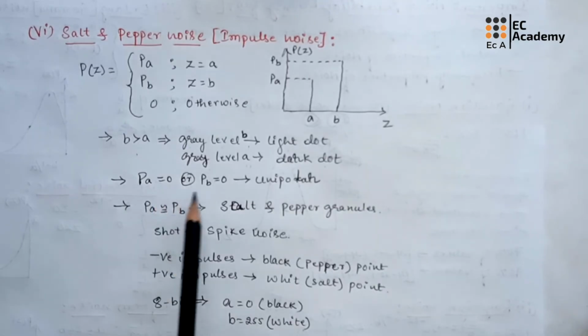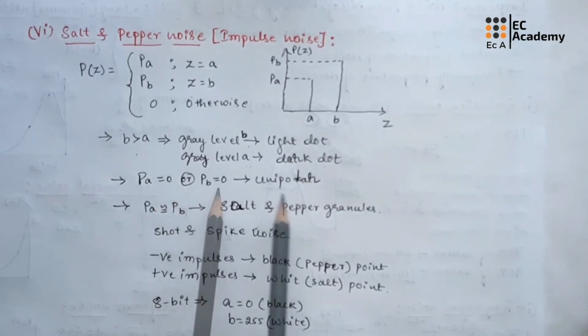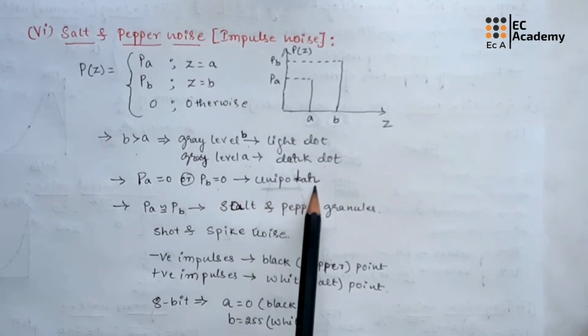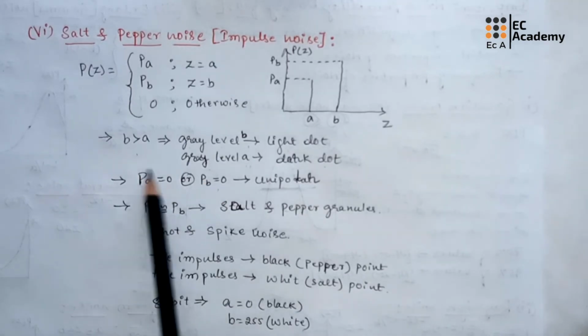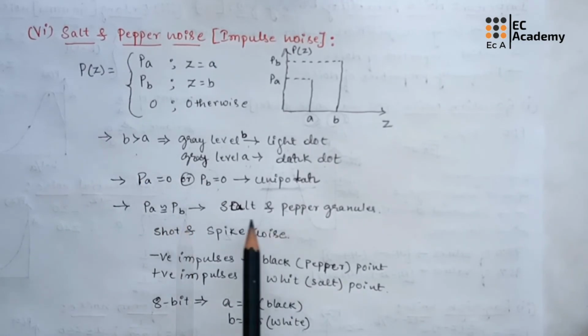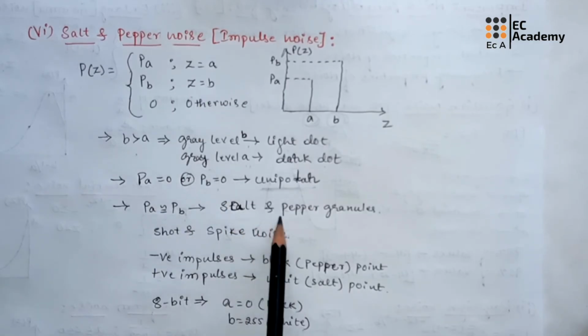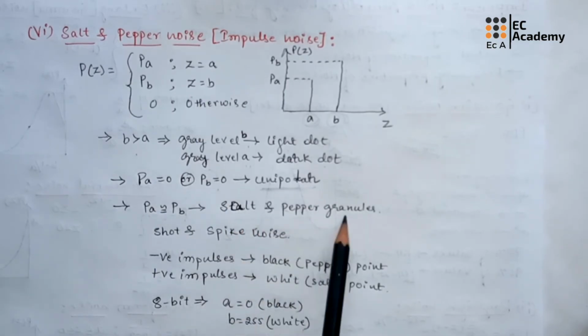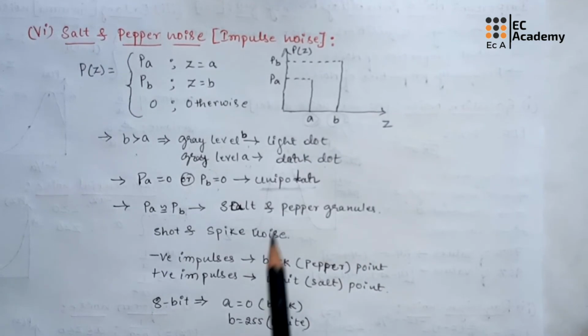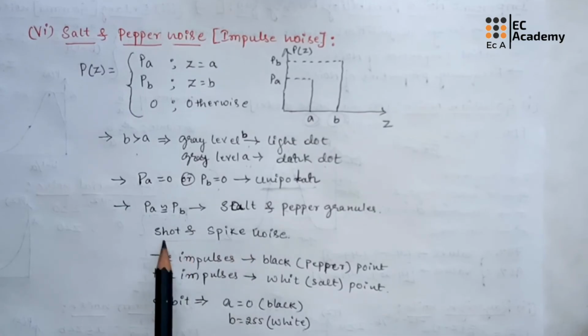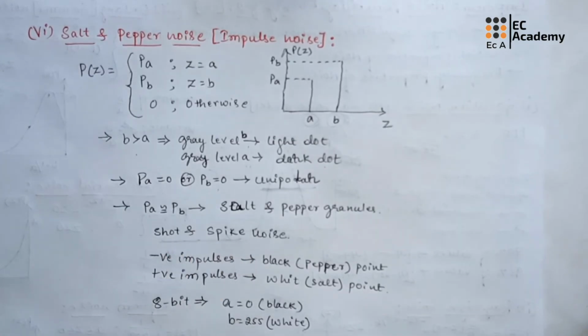If either PA or PB is equal to 0, then the impulse noise is known as unipolar because it will be having only one probability. If PA is approximately equal to PB, the impulse noise values will resemble salt and pepper granules, which are randomly distributed over the image. So, this is the reason the bipolar impulse noise is also known as salt and pepper noise, which is also known as shot and spike noise.